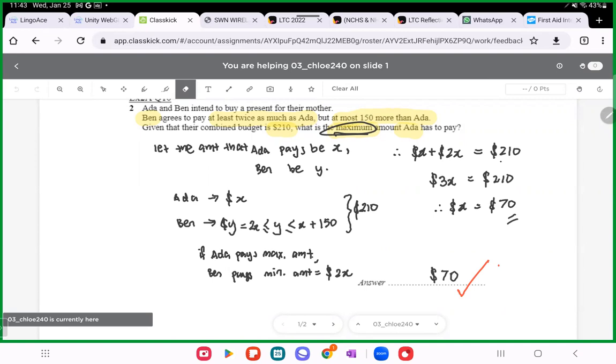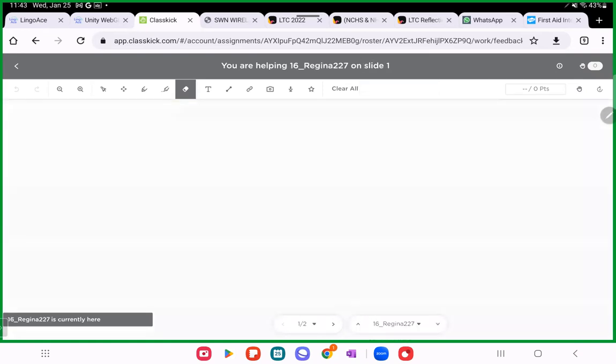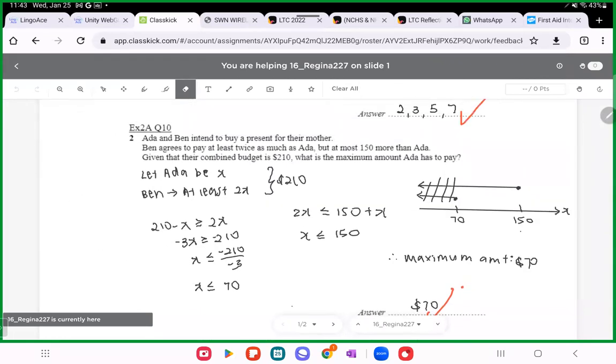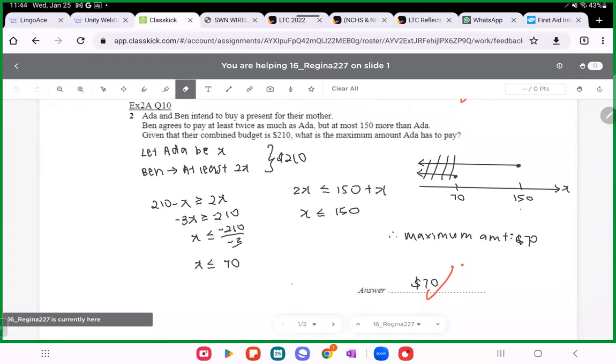So I copied Chloe's work onto your work. Chloe gave a very detailed explanation: if Ada needs to pay maximum, Ben has to pay minimum. Therefore, then I show you Regina's. Regina's is really the proper inequality with the overlap part. So if you can copy this, please copy.